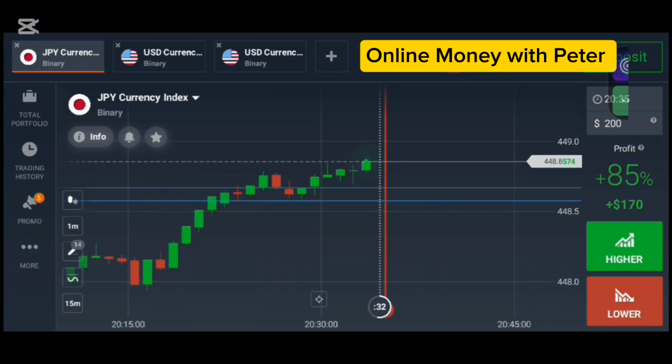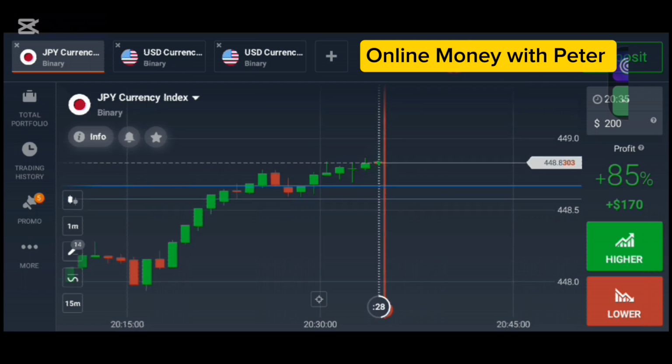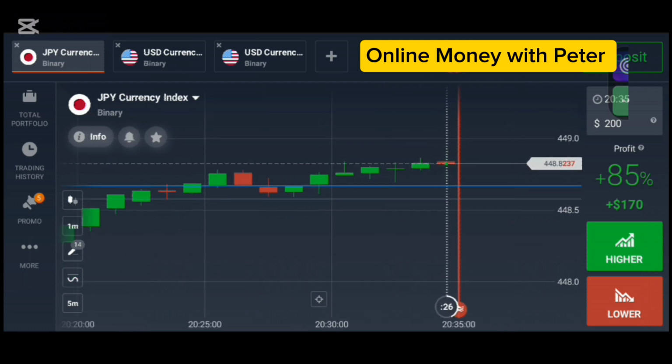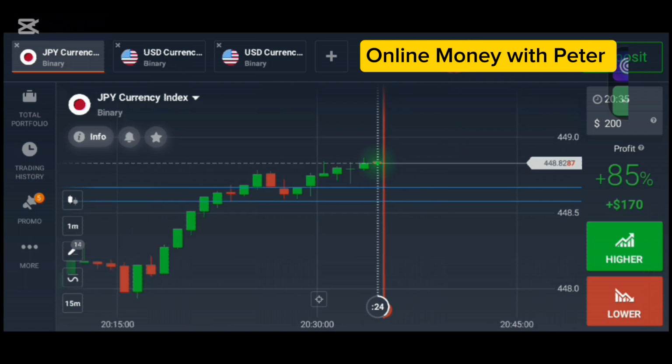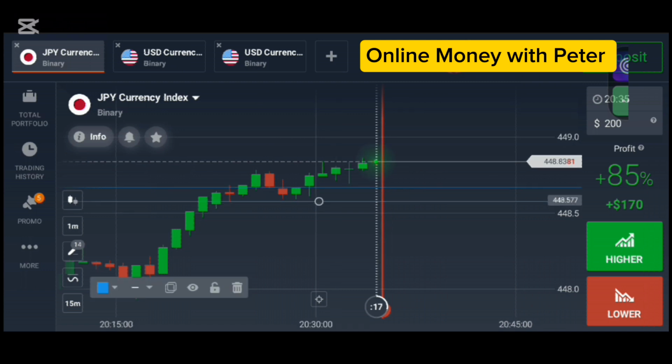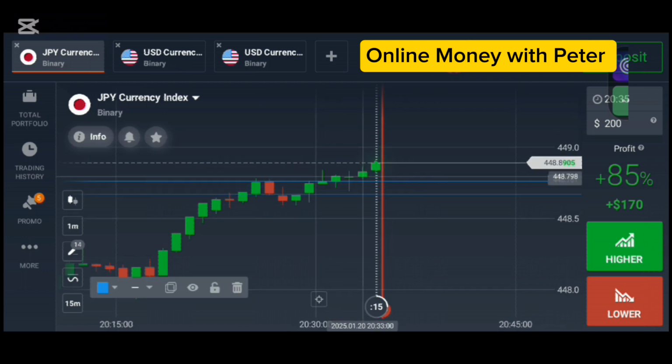I'll place a buy trade when it gets down a little bit. All right, so consider this trend is strong. The trend is strong, so I'll look for a buy trade. Check out my support. This is support.